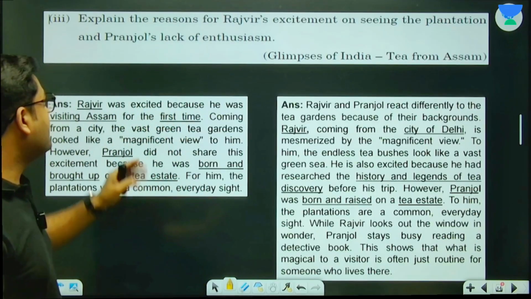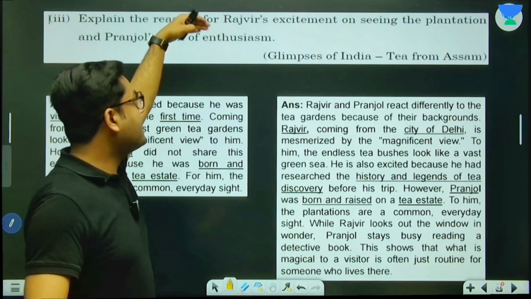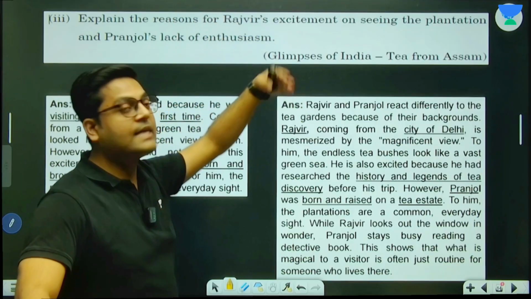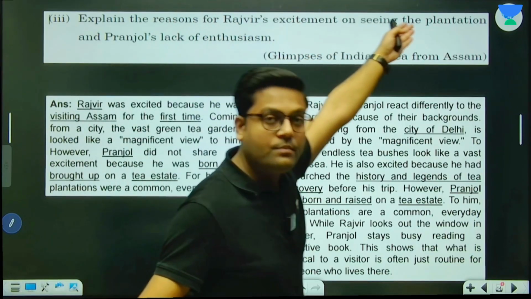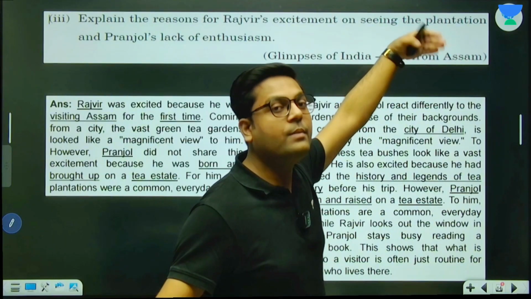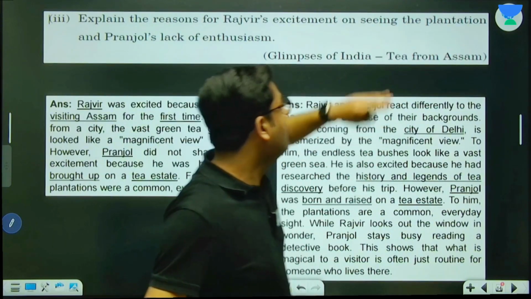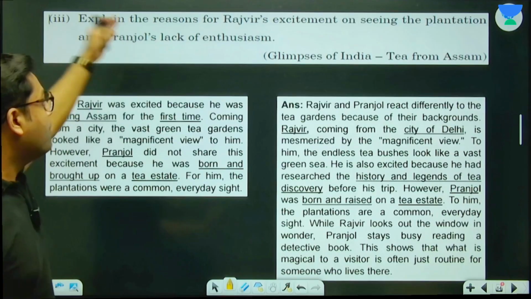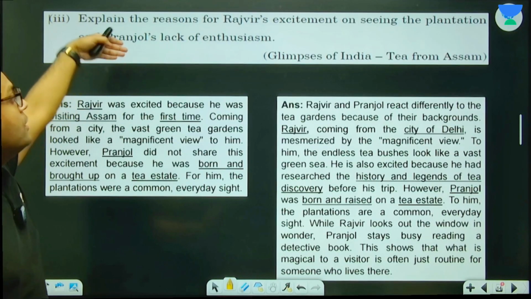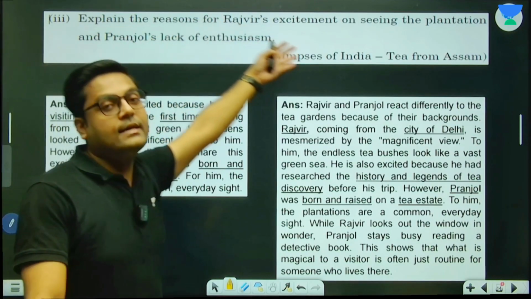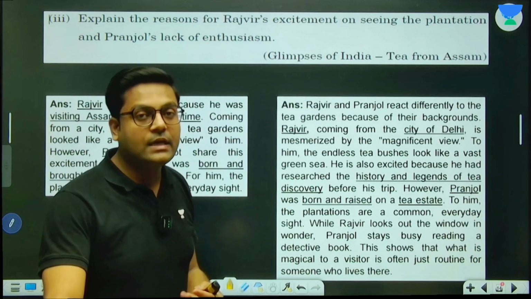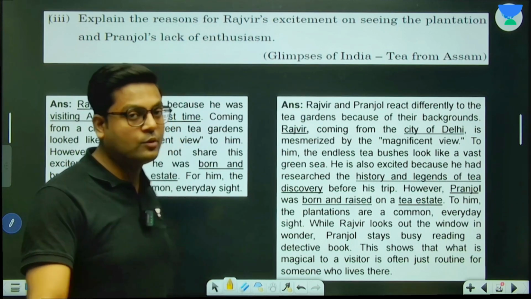The question says कि आपको reason explain करना है कि राजवीर जो है वो बहुत ही ज़्यादा excited था by seeing the plantation. जब वो tea plantations देखता है, तो वो बहुत ज़्यादा excited रहता है. Whereas अगर हम प्रांजल की बात करें तो वो शो करता है लैक ऑफ एंथुजियाज्म, दैट मीन्स वो बिल्कुल भी एक्साइटेड नहीं है. तो ऐसा क्यों है, क्या रीजन है, वो आपको बताना है.